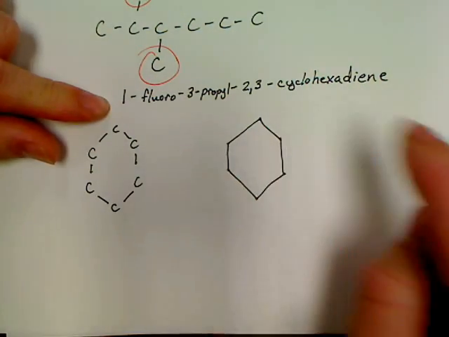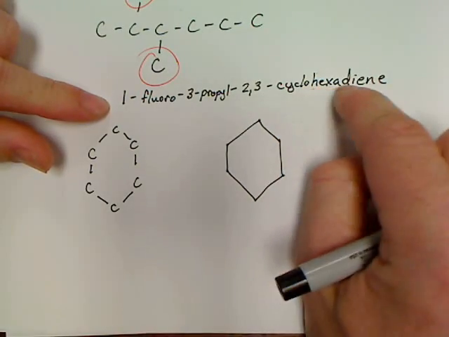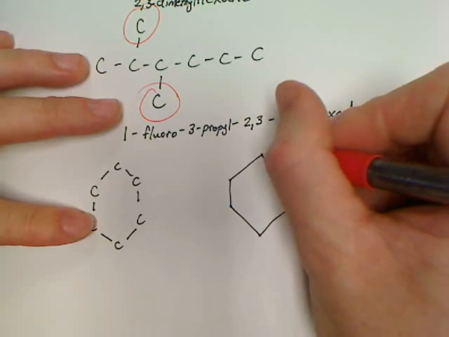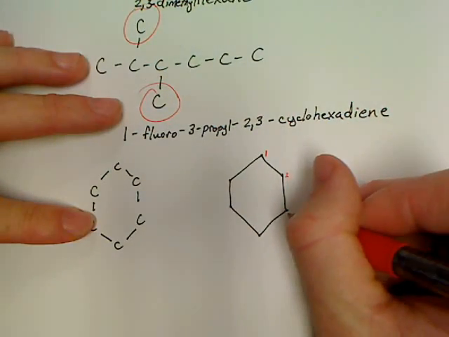Cyclohexadiene. Well, I got the cyclo. And now hexadiene. I've got 2 doubles. I'm going to go ahead and do this. I'm going to number this one. I always like starting with a 1 here, 2, 3.